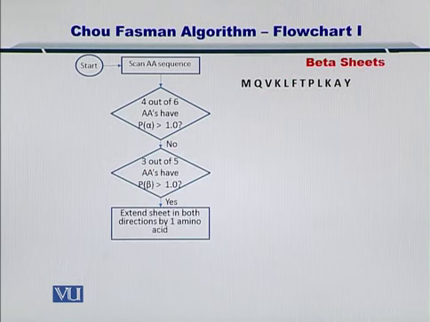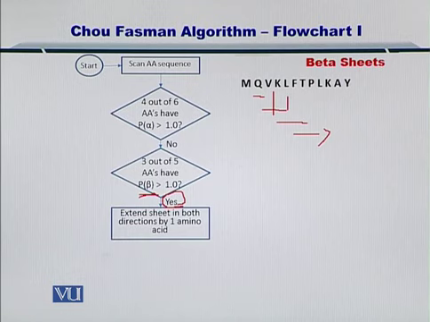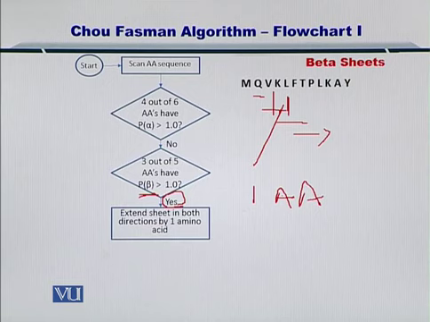Next, if that is the case and you are successful in finding 3 out of 5 amino acids that have a propensity for forming a beta sheet greater than 1, then you can extend the beta sheet like that. You have to increment at each step by 1 amino acid here, one at a time, and next you evaluate the amino acid after that.